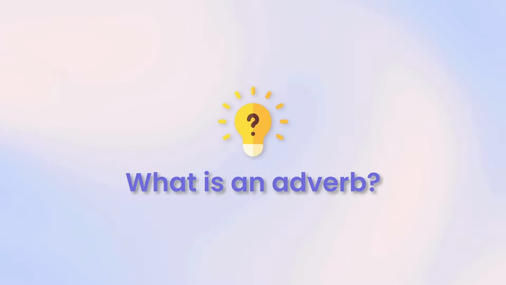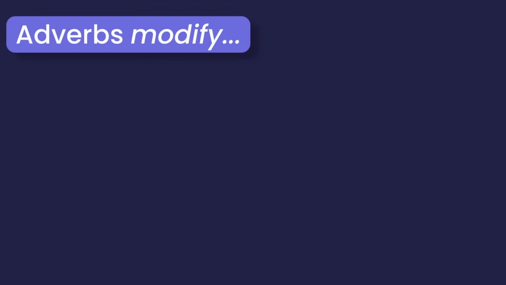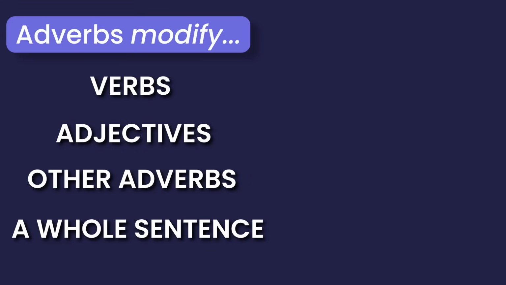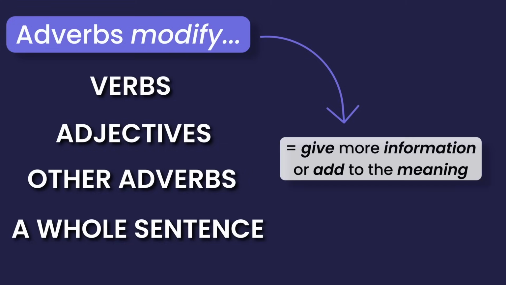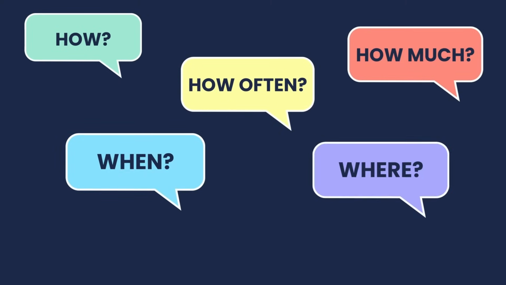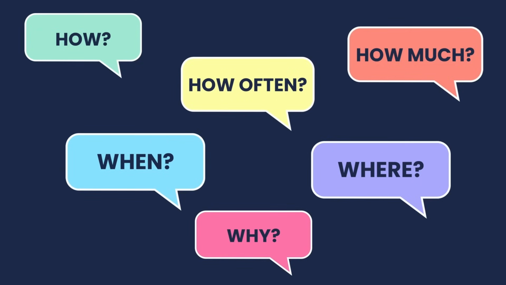Let's get started. First, let's review some basic concepts. What is an adverb? Adverbs modify verbs, adjectives, other adverbs, or a whole sentence. When I say modify, I mean that adverbs give more information or add to the meaning of something in a few different ways. You can describe how often, how much, when, where, or why someone does something. Yes, adverbs do a lot of work.